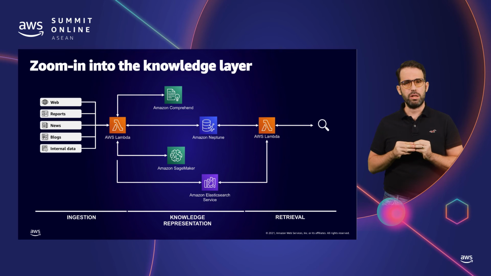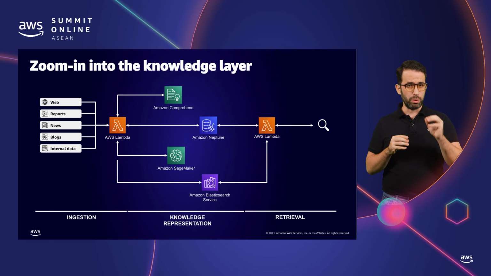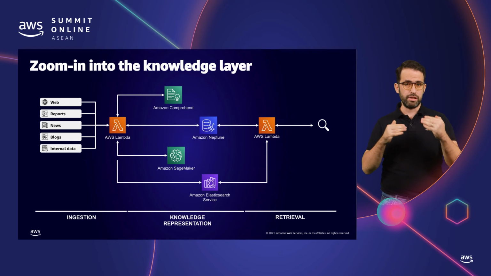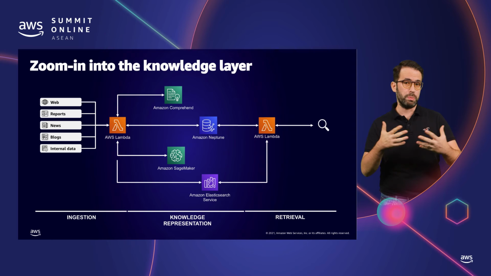To retrieve information, the user query is analyzed by the Lambda on the right side of the screen. The related information is retrieved from the knowledge graph and the Elasticsearch instance, and that information is ranked based on its estimated relevance. A sorted list of information is sent back to the UI to be displayed to the user.